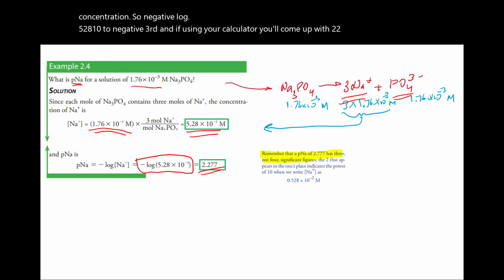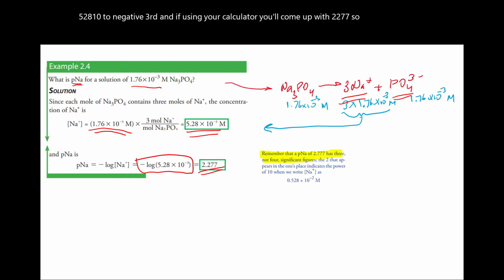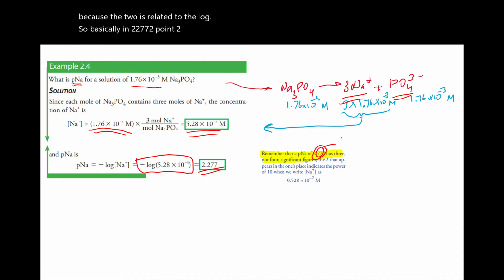2.277. Since we need to watch the significant figures here, the number of significant figures is 3 after the decimal point, because the 2 is related to the log. So basically 2.277, we got 3 significant figures.